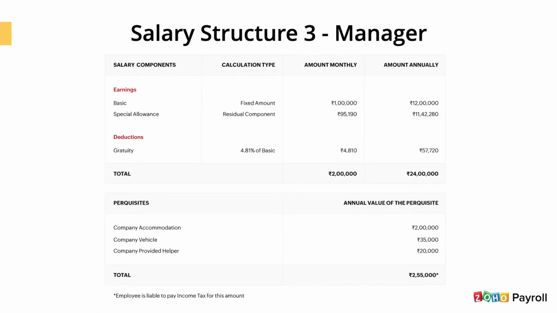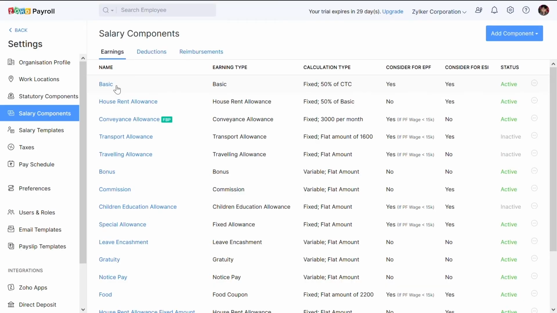Next is the salary structure of a manager in Zilker Corporation. This salary structure consists of basic and special allowance, gratuity deduction, and a deduction for office parking rent. Apart from this, the employee is provided with perquisites such as company accommodation, company vehicle, and company provided help. The setup for basic was already done for the previous salary structure, and special allowance gets auto-computed.